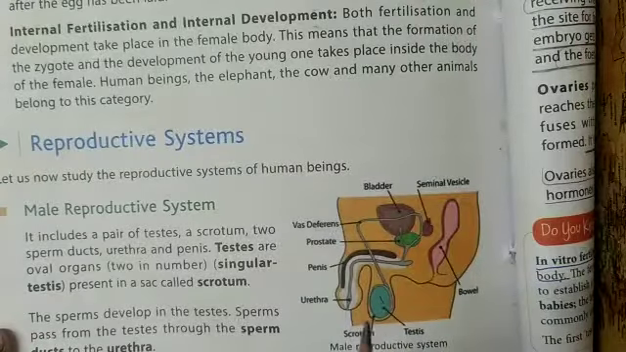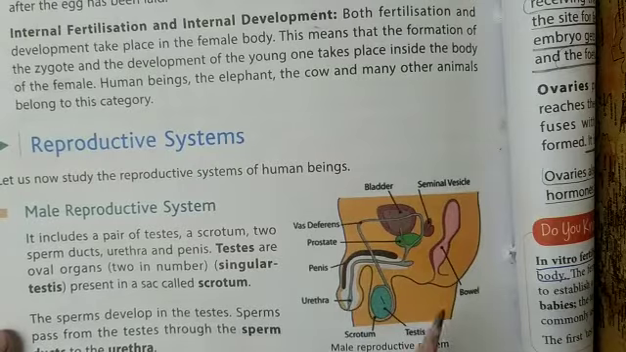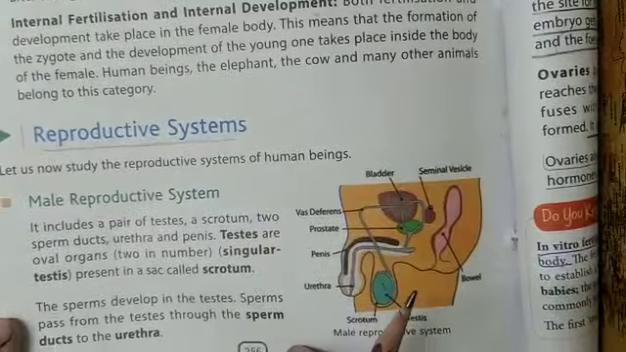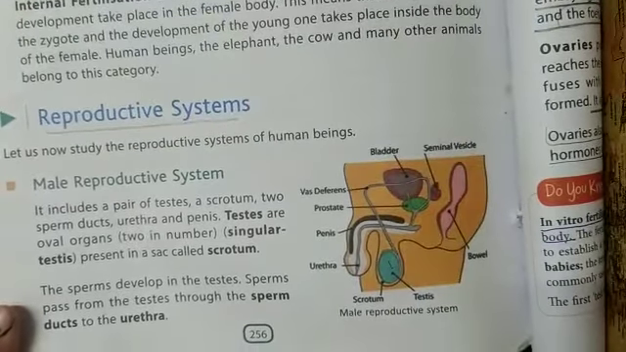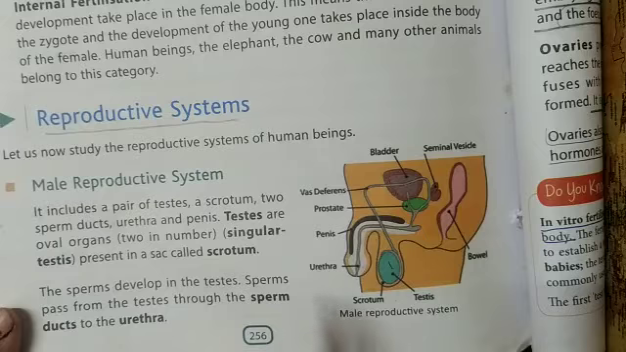Good morning, students. We are studying chapter number 14, reproduction in animals. Last time we had started the topic of the reproductive system. In this topic we had started the male reproductive system, and we will also discuss the female reproductive system today.